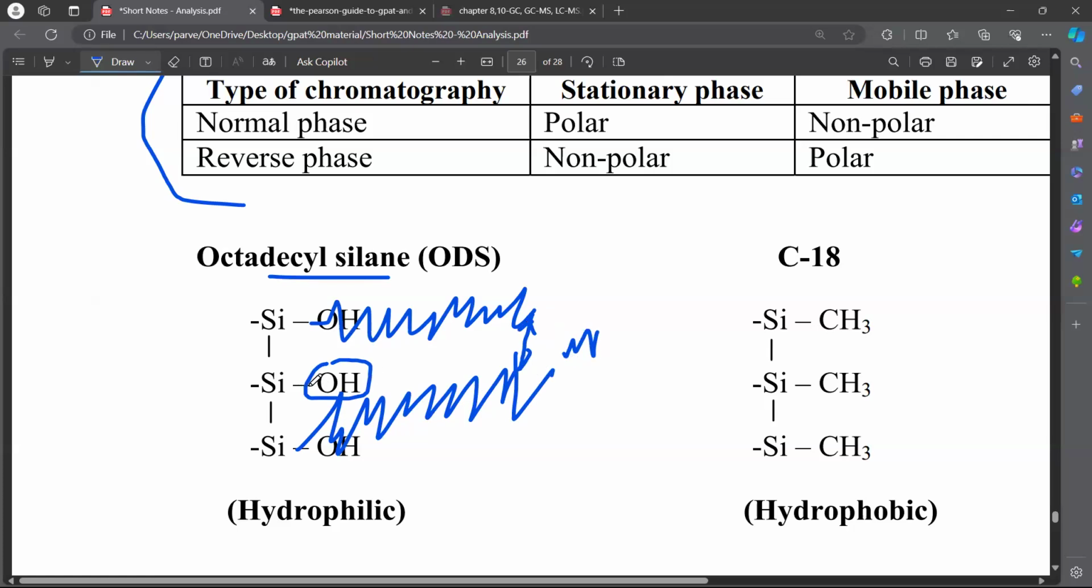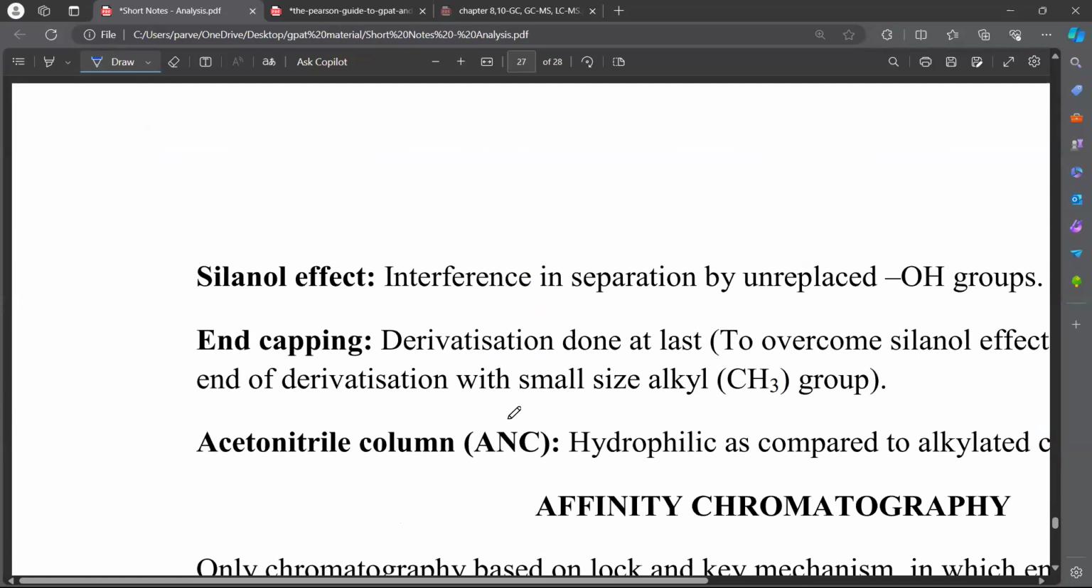This can lead to some partial polarity in the silica. So in order to remove that partial polarity, we use smaller silylating agents by which they are able to silylate the group which is present between the two larger chains. So this is known as end capping.